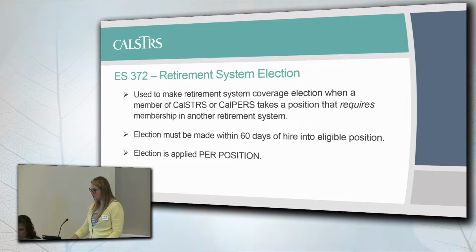This election must be made within 60 days of the date of hire into that eligible position, and the election is applied per position. So if you have an employee who took one position, made this election, and then later takes a different position with you at the same employer, their eligibility for this election should be reevaluated at every new position, because they will have that right to make that election with every new position they take.